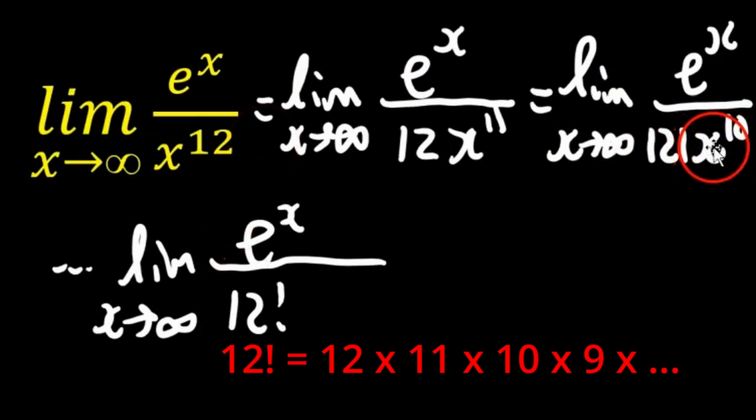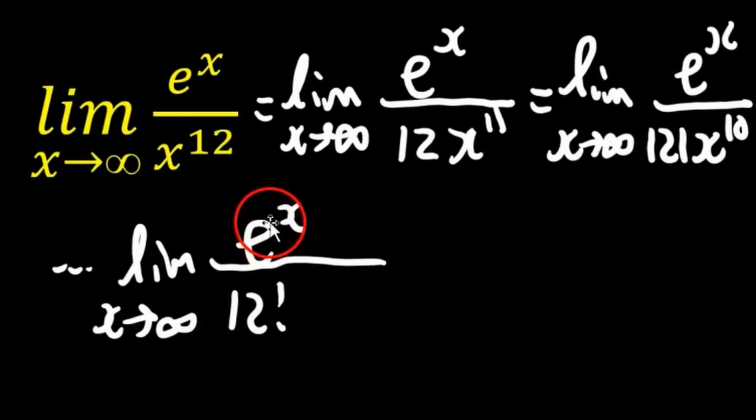Anyways, this will go down, and then x to the power of 0 is just 1. So we have a constant here. Even though this is a big number, this goes to infinity. So the numerator goes to infinity, which means this whole thing has to go to infinity.